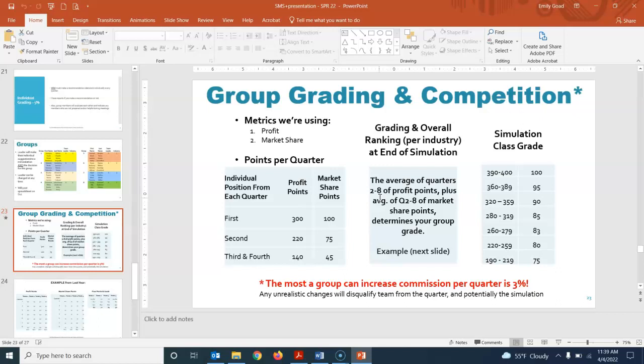Another thing to note, the most a group can increase commission per quarter is 3%. And if you do crazy things that have no rhyme or reason or are illogical for a business to do, that can disqualify your group first from that quarter, second from that simulation. So take this seriously.